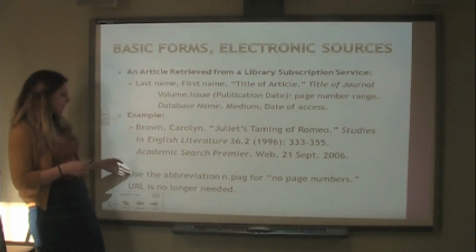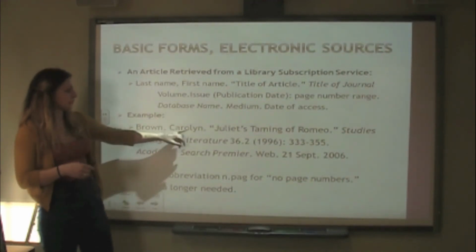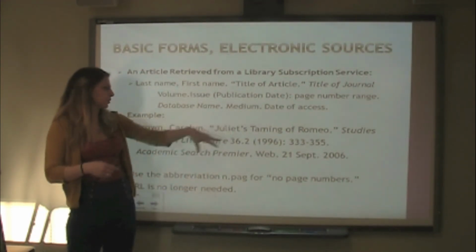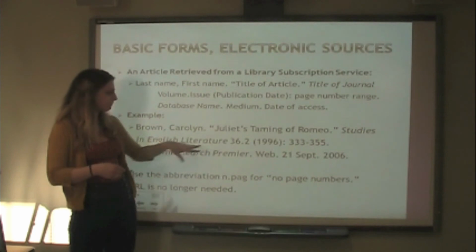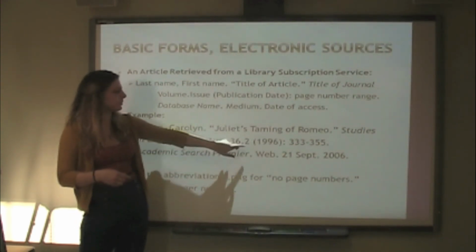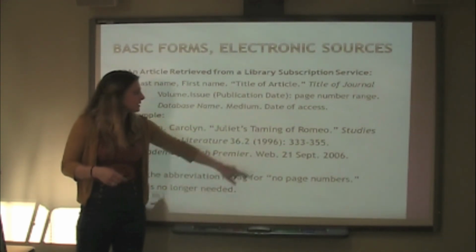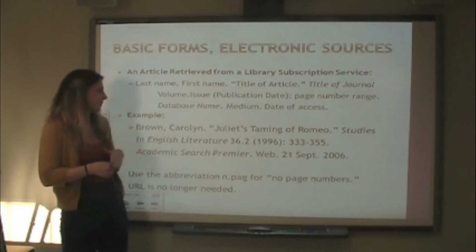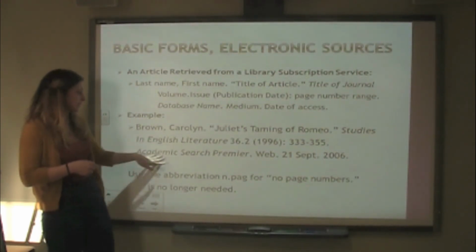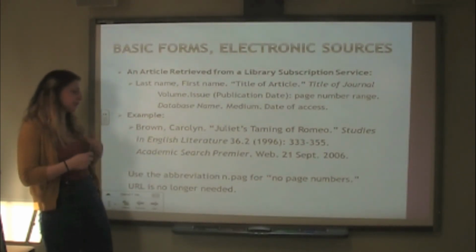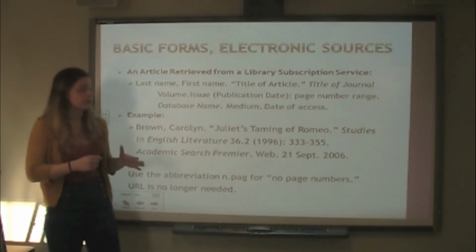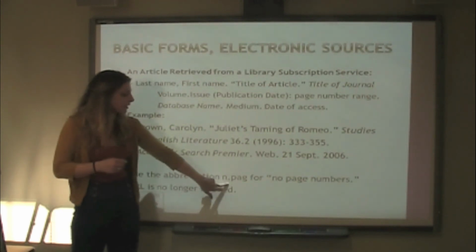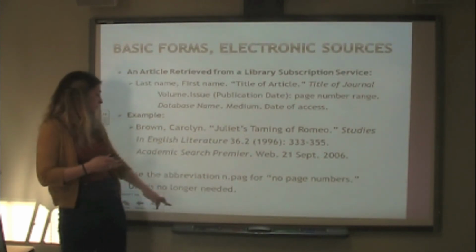This is an example. Again, this is the author, the journal name, that would be the volume, the issue. There's the date there, and that's the page range. And when it's accessed, that's the name of it. Use the abbreviation N.P. for no page numbers, if there isn't any page number. So it would look like that.